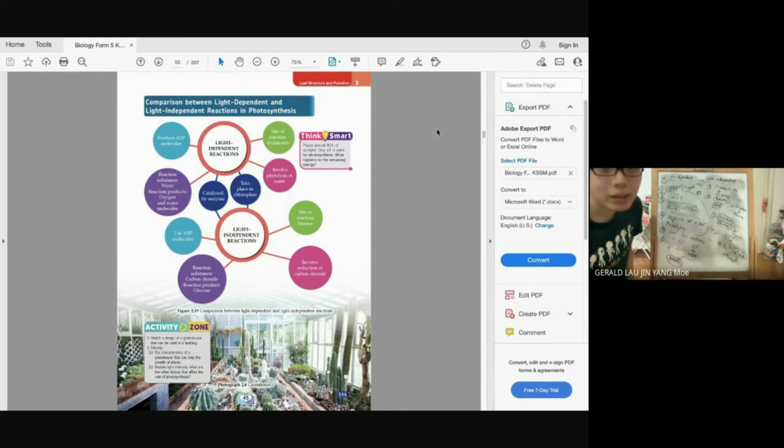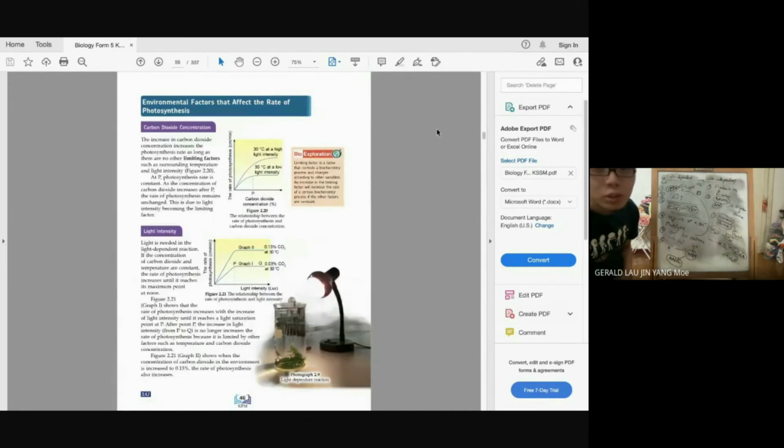Okay, and then yeah, I think that's it. Okay, for the similarity and differences, remember, the light dependent first, then the light independent. So we move on. Okay, just now transpiration you have 4 factors.